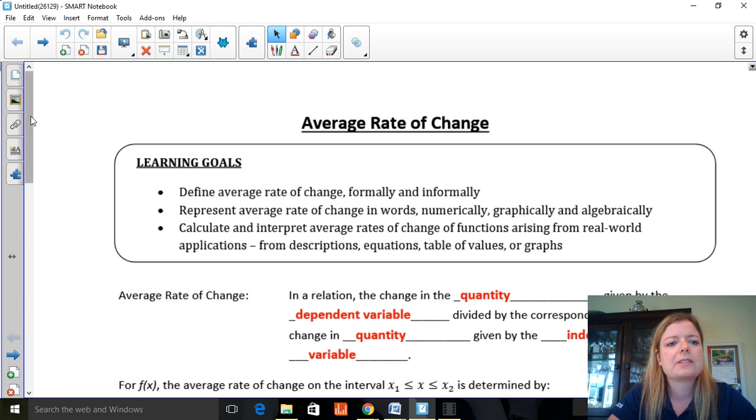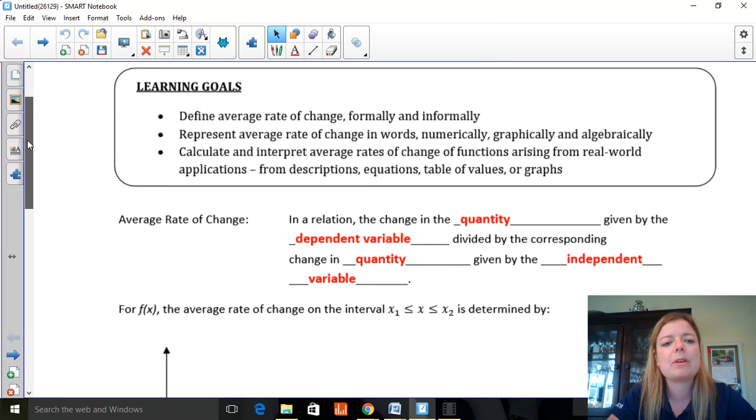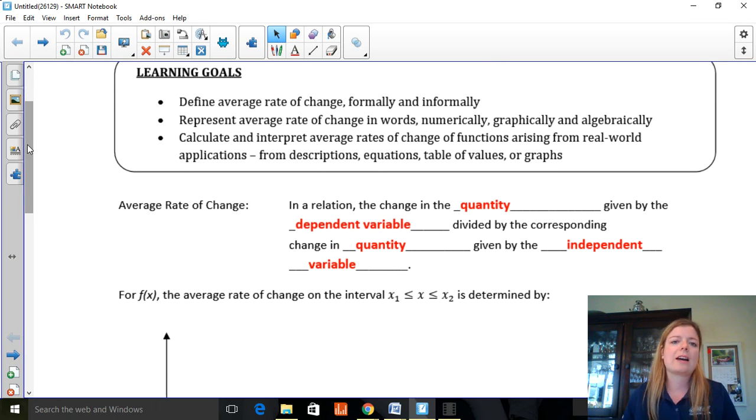So if we take a look at this note, we can see that we will be defining average rate of change as I kind of just did, but we have the formal definition here. You're going to need to be able to represent average rate of change in words, numerically, graphically, and algebraically, and then be able to calculate and interpret average rate of change of functions arising from real-world applications. And you're going to need to be able to do that from a written description, from an equation, from a table of values, or from a graph. Okay, so be able to calculate the average rate of change from any of those.